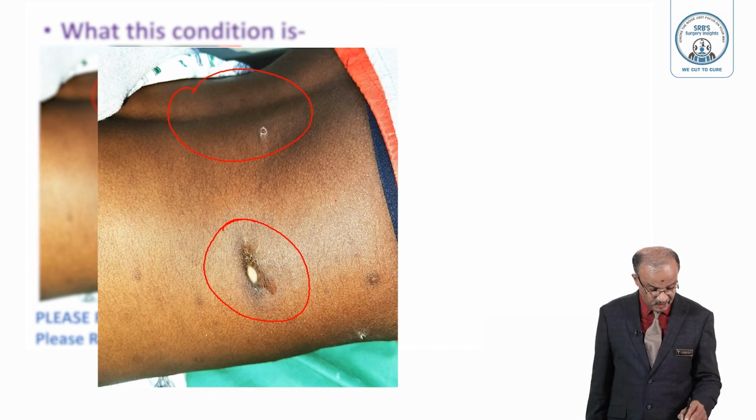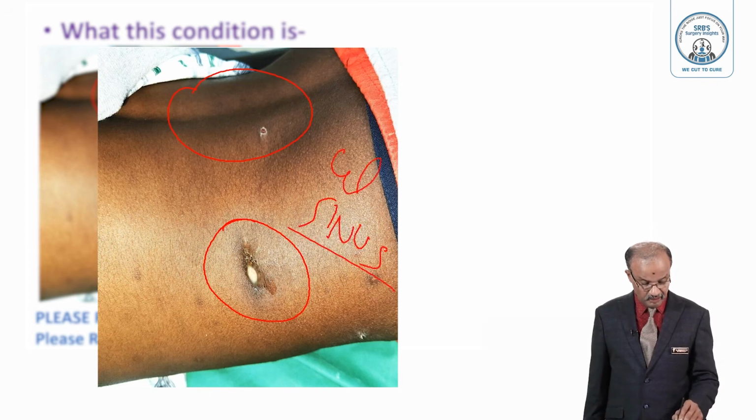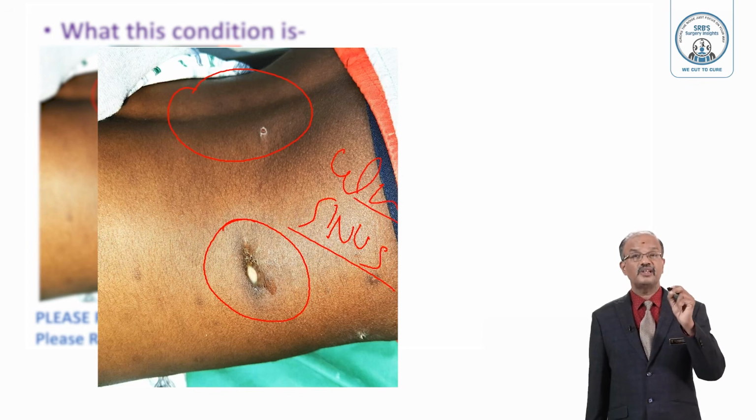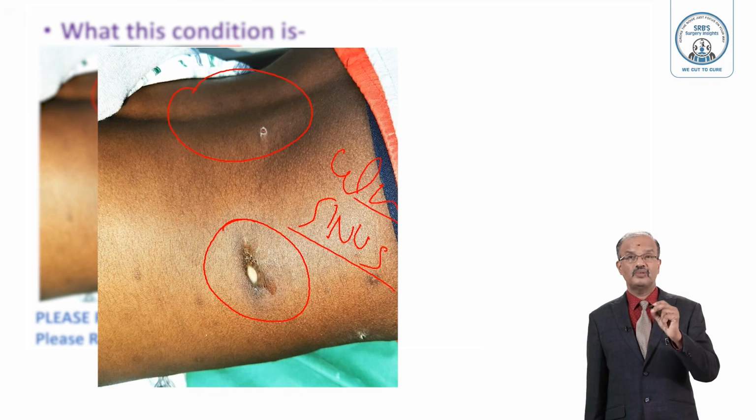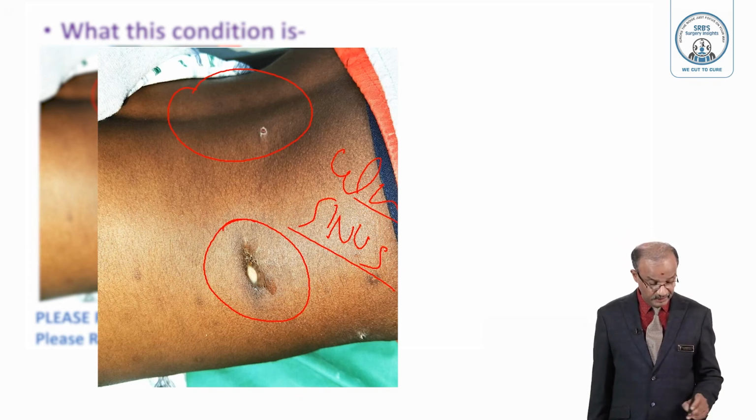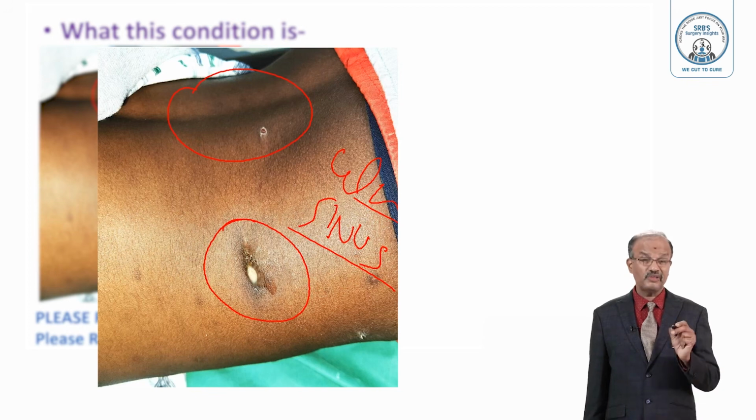This is the sinus. Sinus differs from ulcer in that an ulcer has a floor, a visible floor. A sinus does not have a floor, and a sinus is always deep. An ulcer may be deep or superficial. Different types are there, and I'm not going to discuss that. That is the difference which you have to remember.